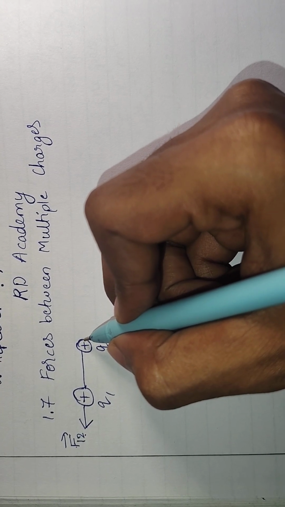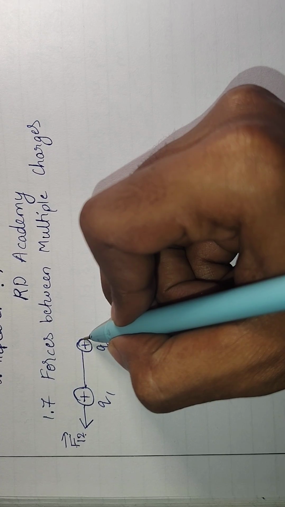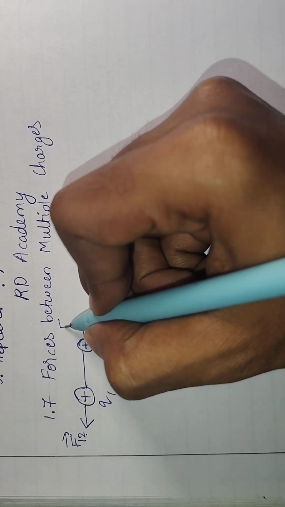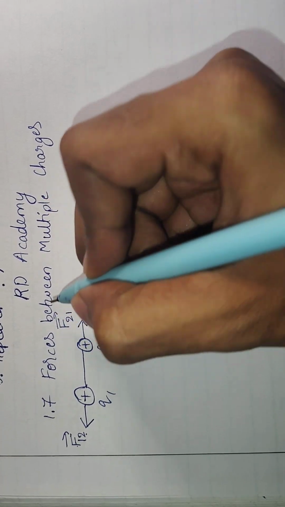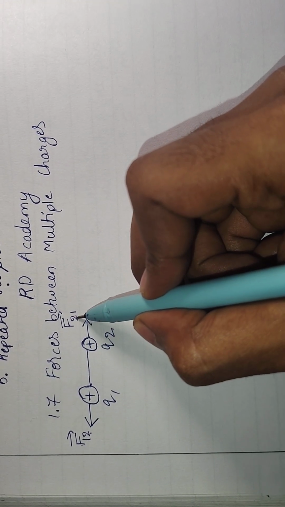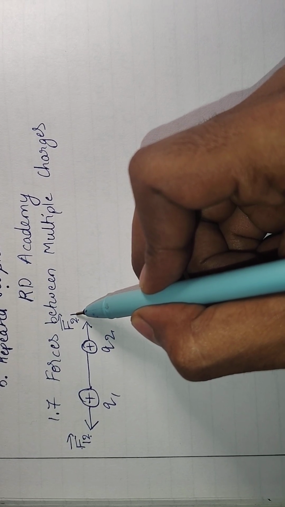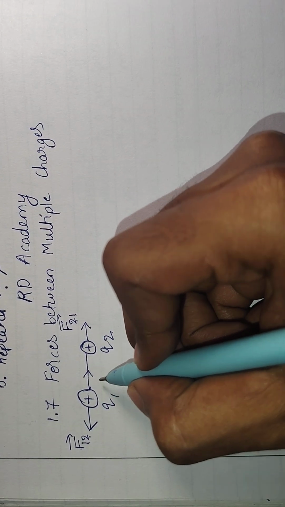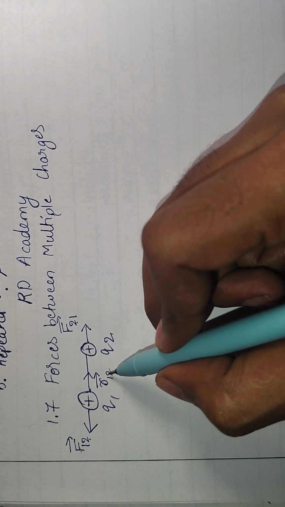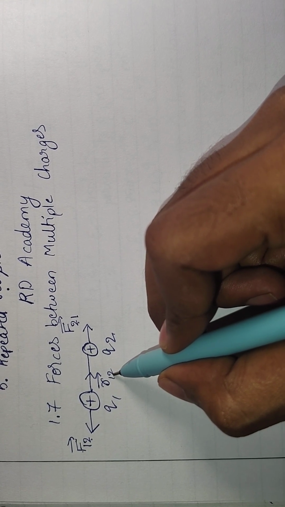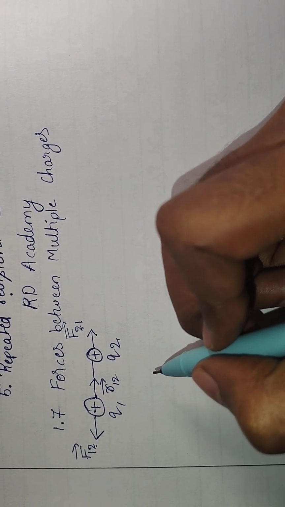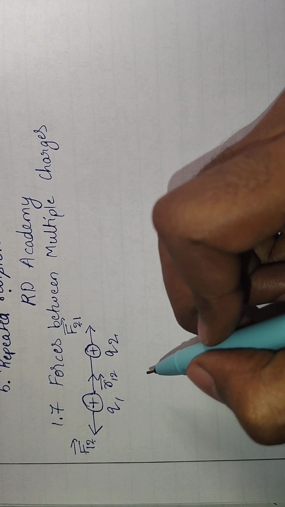Similarly, the second charge Q2 will move in this direction. This force is termed as F21 vector, read as the force acting on charge Q2 due to charge Q1. Now, this position vector I will take as R12 cap. Then F21 is in the same direction as R12 cap, and F12 will be in the direction of minus R12 cap. This is what we learned in the previous video.